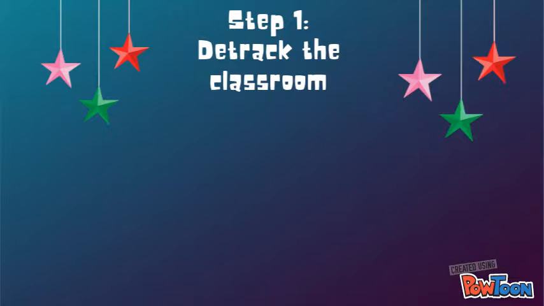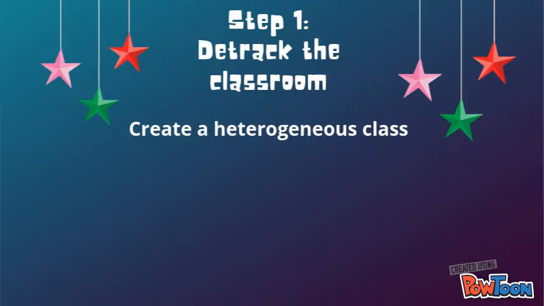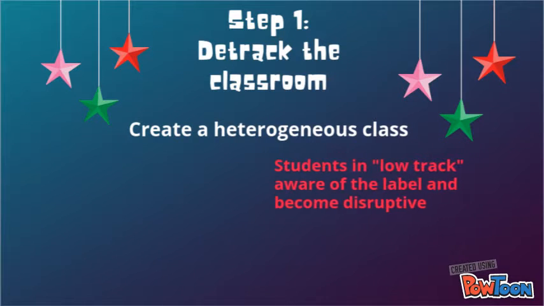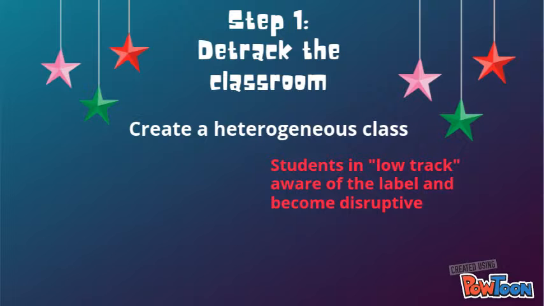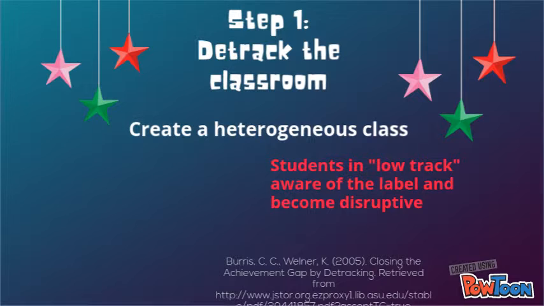Step 1. Detrack the classroom. Create a heterogeneous mix in your class. Mix your high, medium, and low students together. Students in a low track become aware of the label. They stop trying and become disruptive.